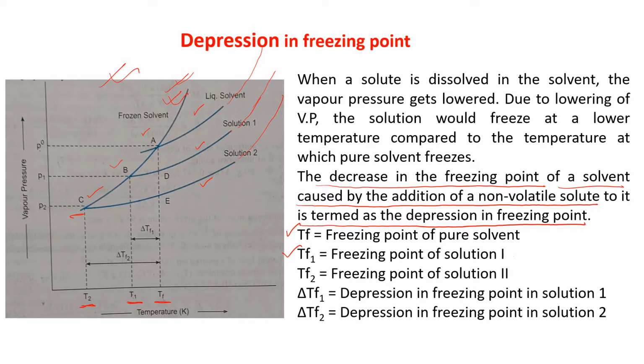Now, this difference delta TF1 is the depression in freezing point in solution 1, and this delta TF2 is the depression in freezing point in solution 2. So what is delta TF1? Delta TF1 is equal to TF minus T1, and delta TF2 is equal to TF minus T2. Am I clear, children?